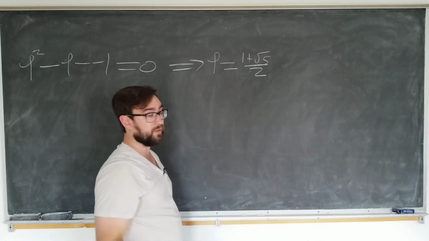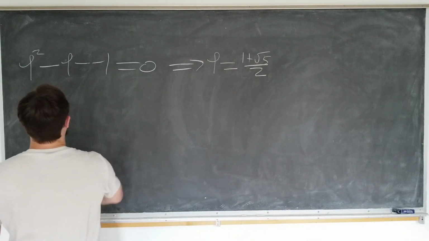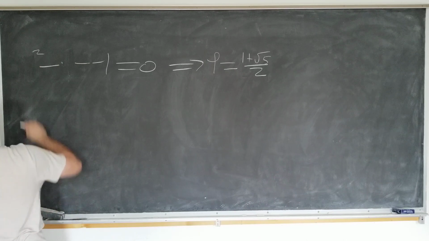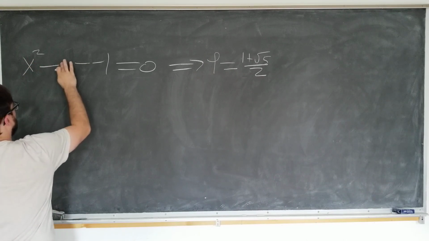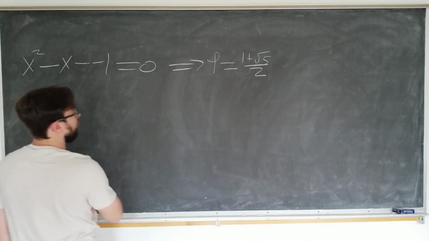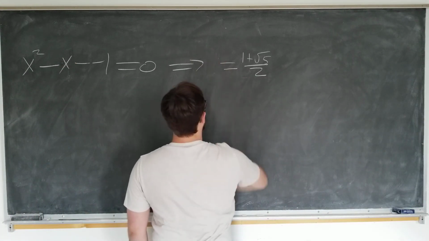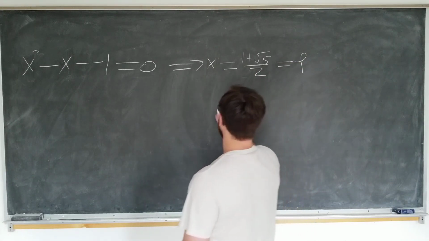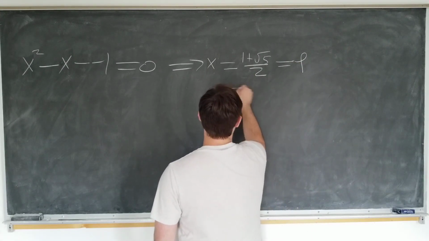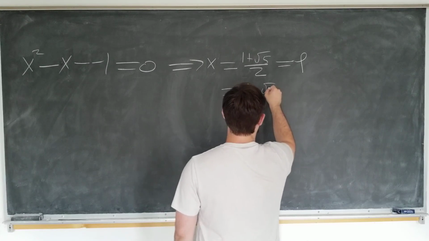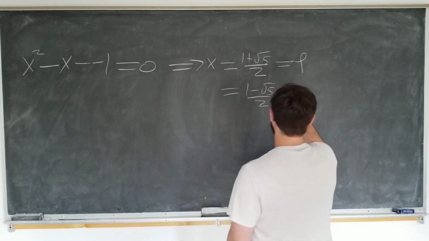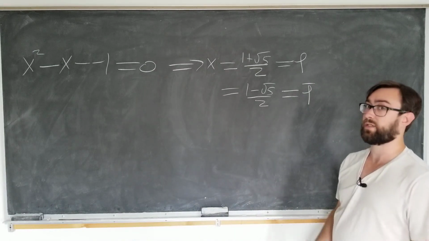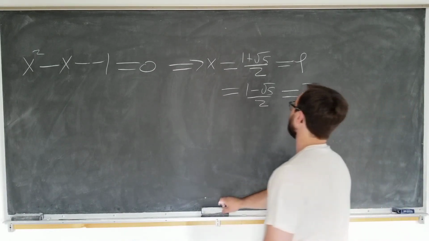Well, there is also another solution that we didn't really talk about since we wanted to have a positive solution. There is a negative solution as well: (1 minus the square root of 5) over 2. It's negative, and it's called phi bar, or the conjugate of phi.